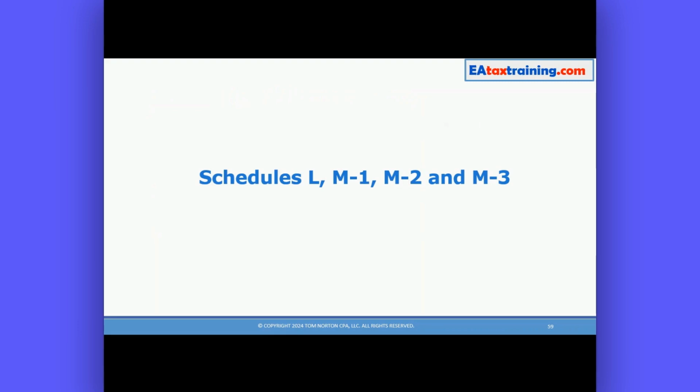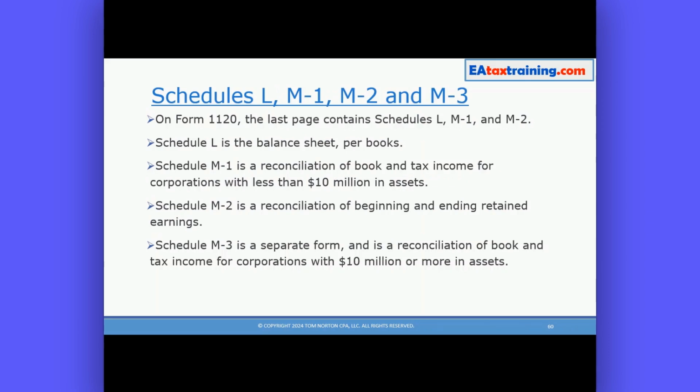Schedules L, M1, M2, and M3. If you were with us on the partnership video, then this is going to be very similar because they have similar schedules in place. So we're going to look at these for the C Corp. Schedule L is the balance sheet, just like it is on all of these entities. Anytime you hear Schedule L, think balance sheet. And then Schedule M1 is a reconciliation of book and tax income, just like it is on the other entities. Schedule M1 for corporations is only used for corporations with less than $10 million of assets, which is a similar rule that we saw with partnerships, but it is a little different, as we'll see.